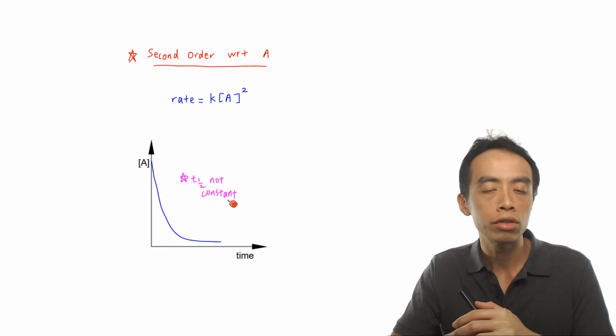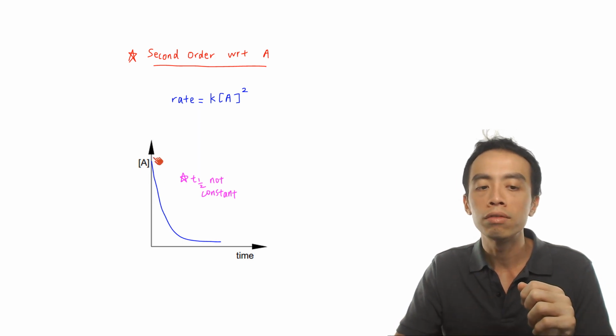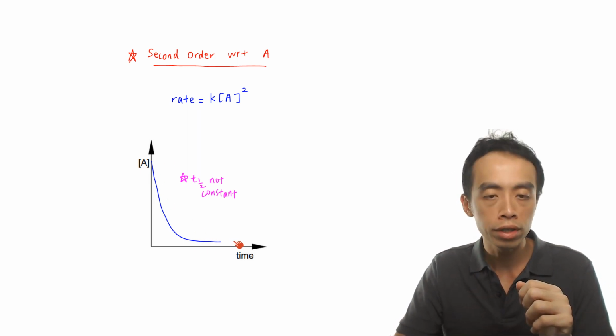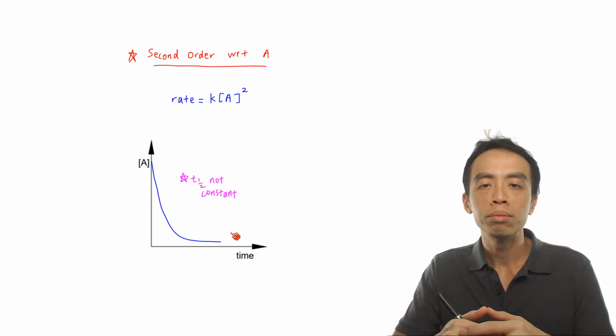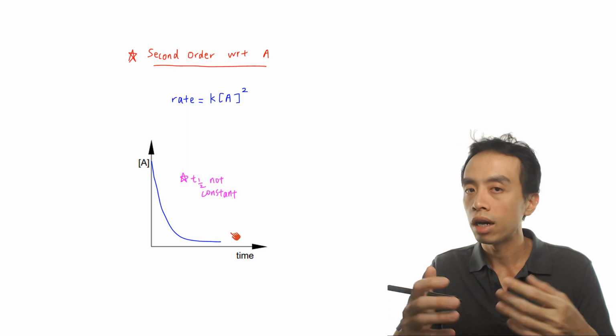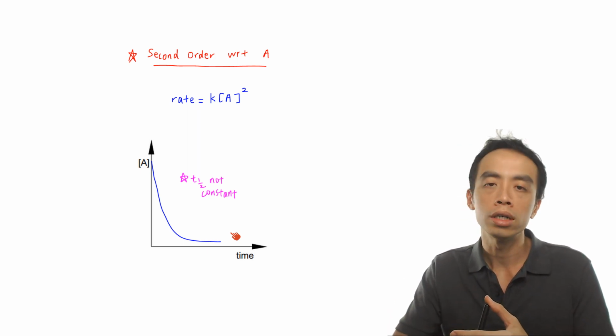So this is actually pretty easy to figure out. If the shape of the graph is very similar to that of a first order reaction, then from the half-life, whether it is constant or not constant, we can determine whether it is a first order reaction if half-life is constant, or a second order reaction if half-life is not constant.